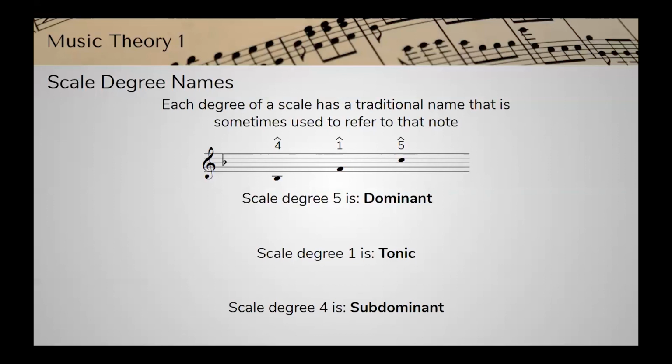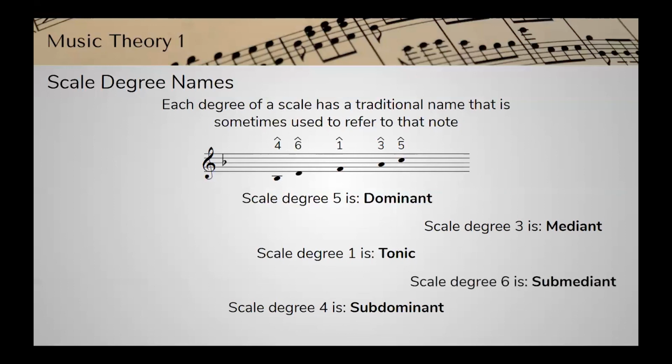Okay, then you have the in-between notes, such as the mediant, which is in between the tonic and the dominant, and that's scale degree 3. We call that the mediant. On the other side, we have a note in between, scale degree 6, and we call that the submediant, because it's the lower note in between. And then we have two more left, 2 and 7. 2 is the one that nobody knows what to do with, so we give it a weird name, which is supertonic, and all that means is that it's above tonic.